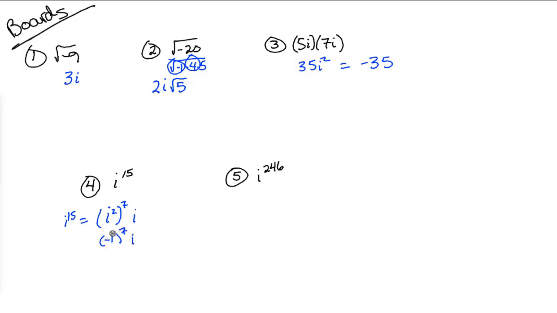-1 to the 7th power, that's 7 negatives all times together, so that's negative i. i to the 15th equals -i. And then the last one, i to the 246th power.